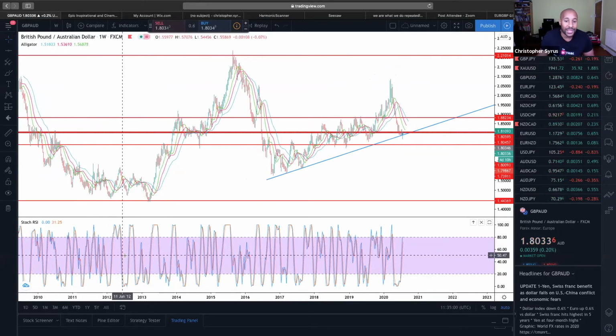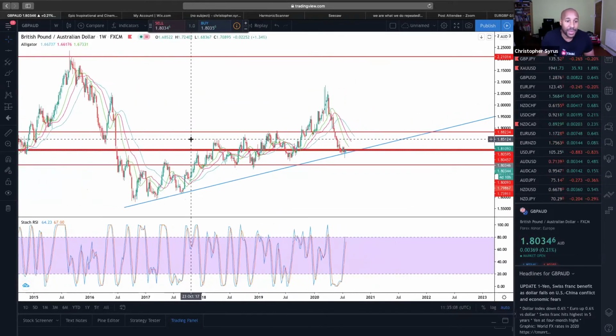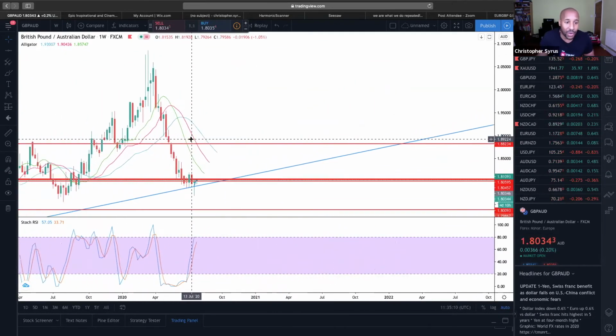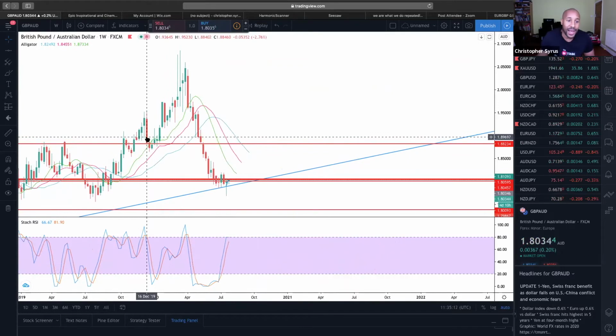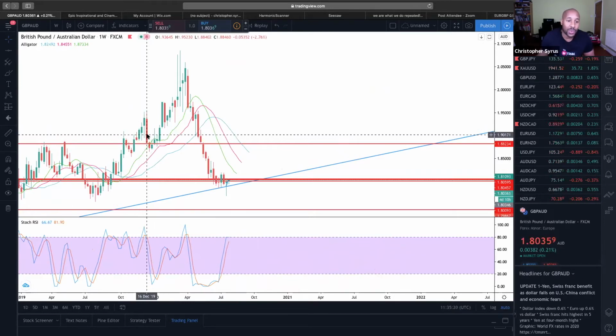Down here is just an indicator, so you can ignore that for now. This is the main information here in the middle. If I make it a bit bigger, what you're basically looking at is green and red candles. We call these candles. The green candles are going up, which we call bullish. The red candles are going down, which we call bearish.